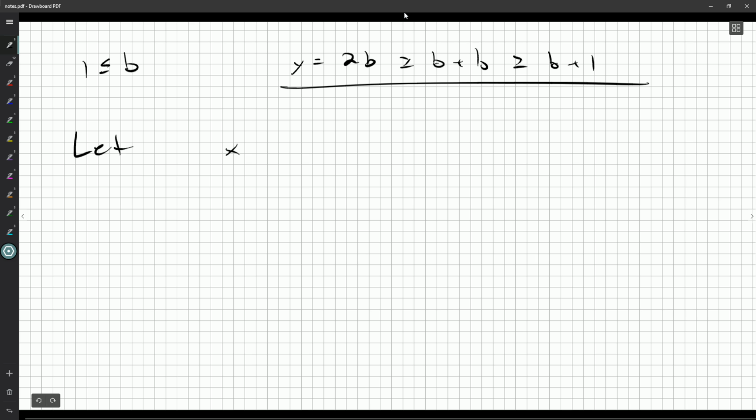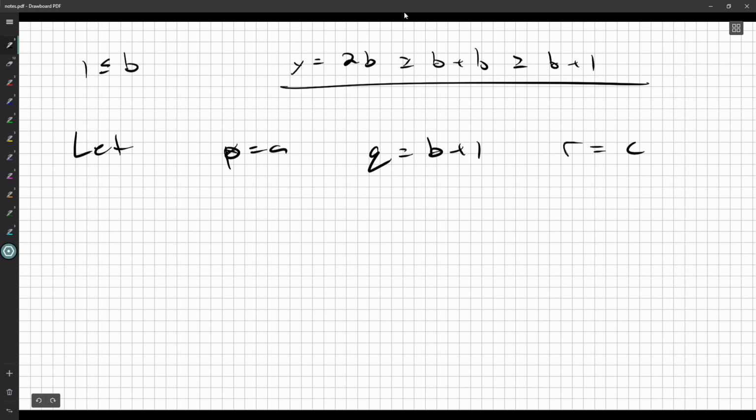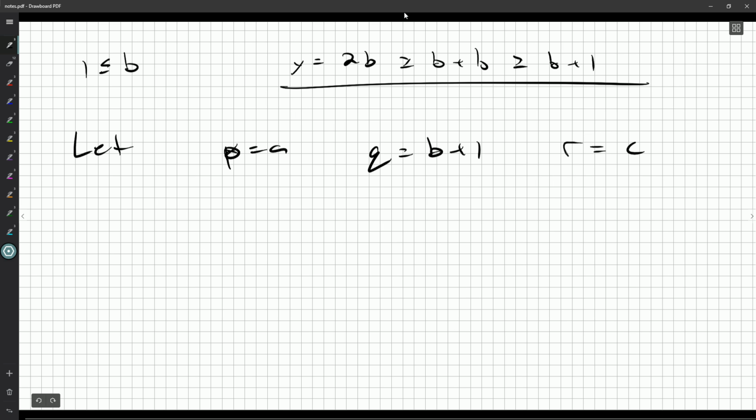Just let P be A, let R be C, and we can let Q be B plus 1 because we know there are enough of those. Right? Because Y is at least 2, so B is at least 1, so you're going to have at least an extra one kicking around. So great, we're working this out. We've got one more to go.